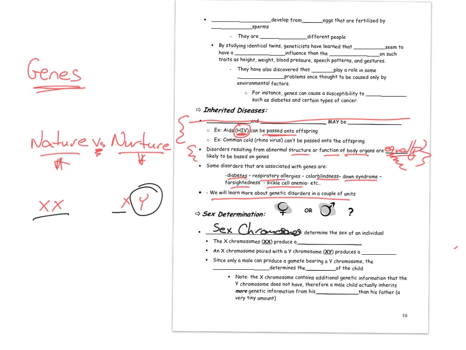Note, X chromosomes contain additional genetic information, and the Y chromosome doesn't. Their Y chromosome doesn't have it. Therefore, a male actually has extra DNA, extra stuff that the female does not have. So the male has everything the female has in a sense, but a male also has this extra DNA in the Y chromosome.